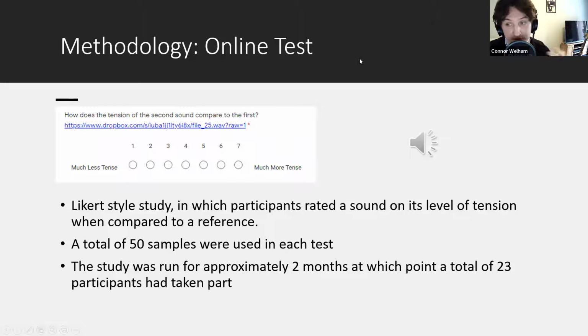So now we can move on to the online test. What we've got here is a Likert-scale study, which is essentially a reference test. They'll listen to 1 sample as a reference, and then the second generated sample, and say whether it is more or less tense. There were 3 tests run, 50 samples in each test, and a total of 23 participants took part in the end. And I've got another example of what a test question sounds like.